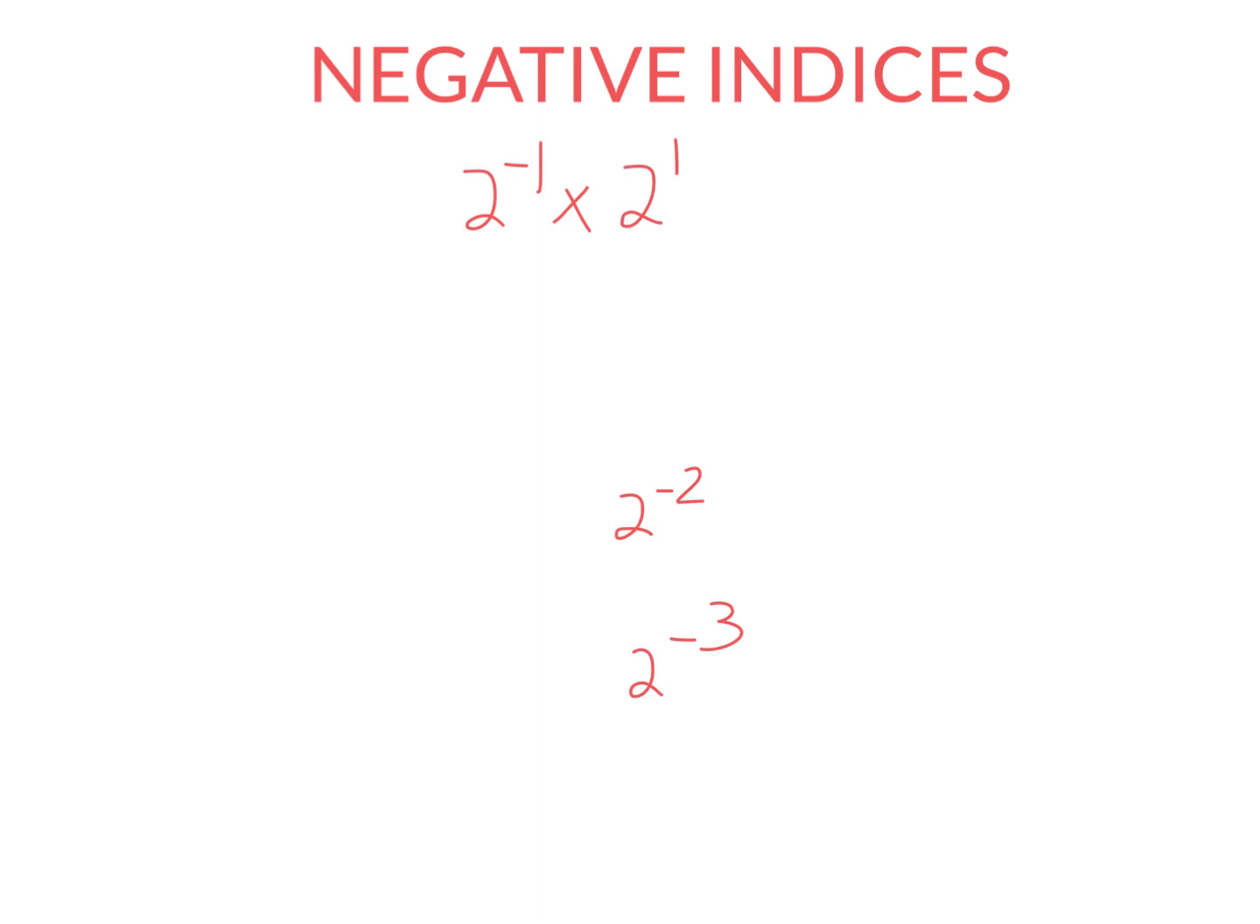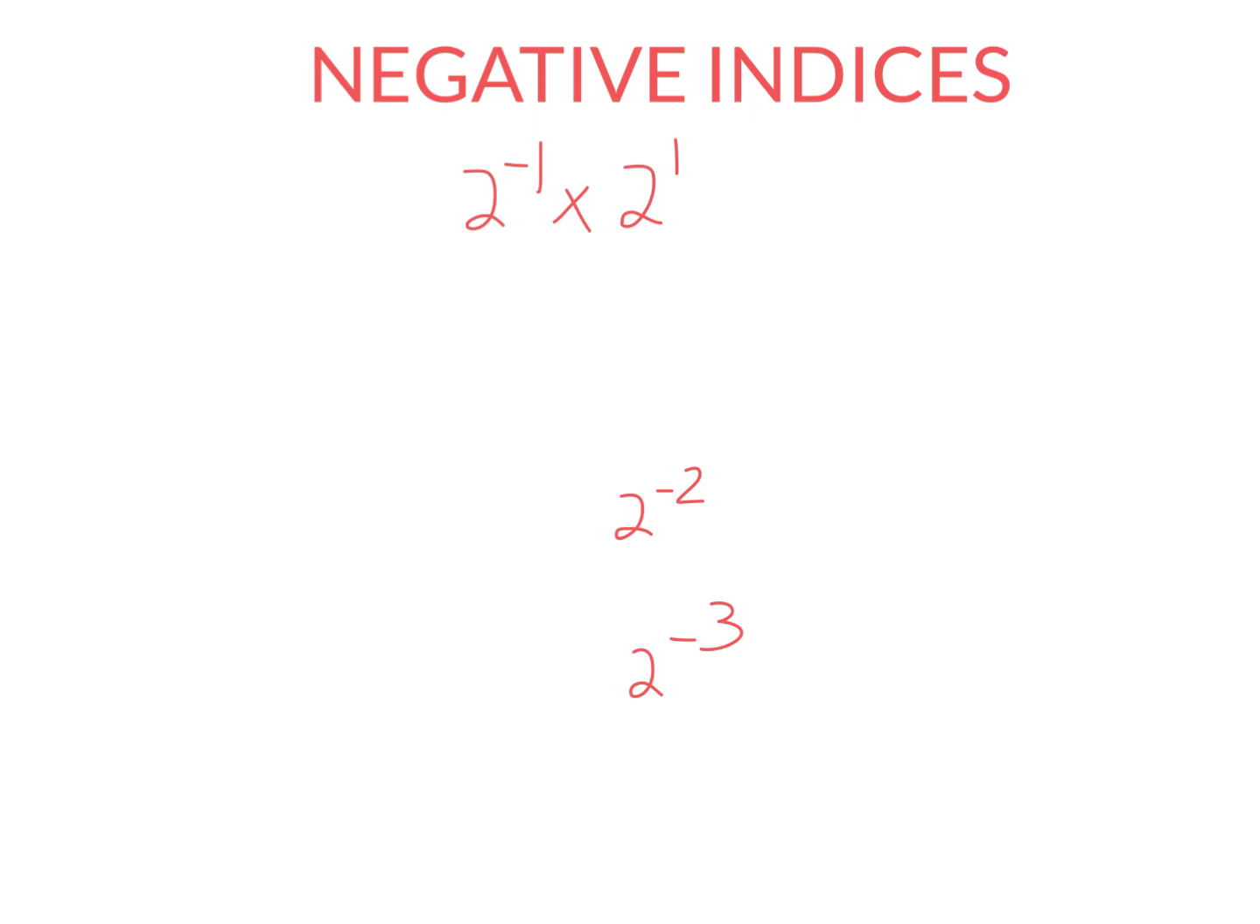We are so used to thinking of this power as telling us that we multiply this number by itself this many times. We can't use that logic here though. You can't multiply 2 by itself negative 1 times. You can't do anything negative 1 times. So how are we going to say what 2 to the power of negative 1 equals?